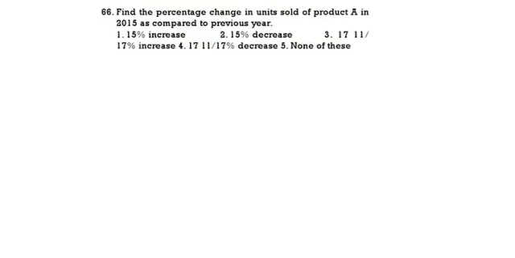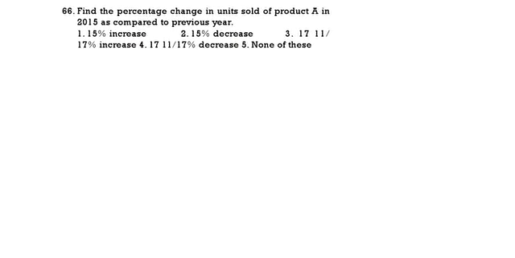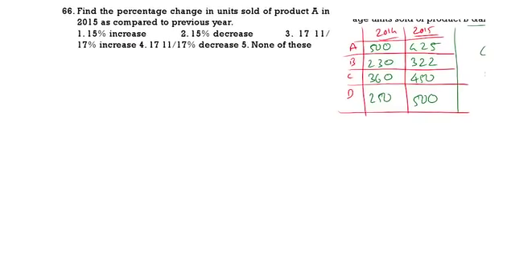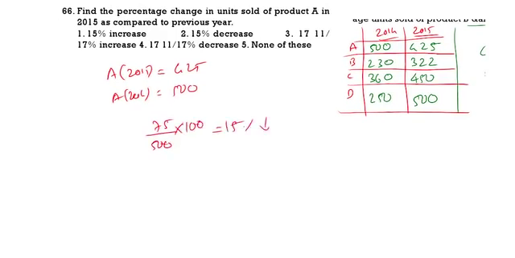See the first one, all of you. Find the percentage change of units sold of product A in 15 to that of the previous year. What is A in 15? 425. What is A in 14? 500. So there is a decrease of 75 from 500. So 75 by 500 into 100 will be equal to 15%, and it is a decrease. So 15% decrease is the correct answer. Option 2 is the correct answer.